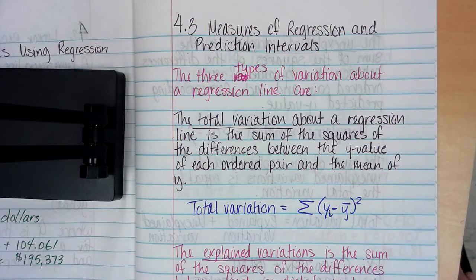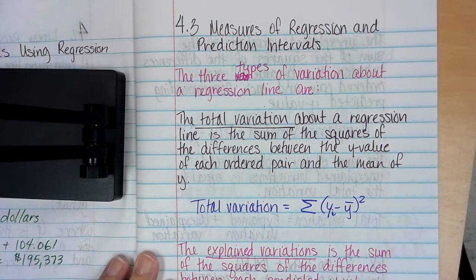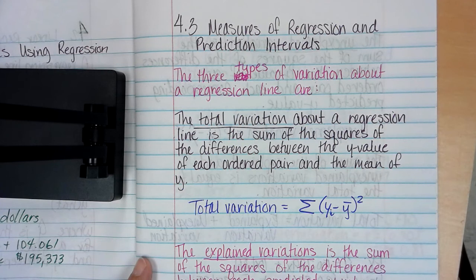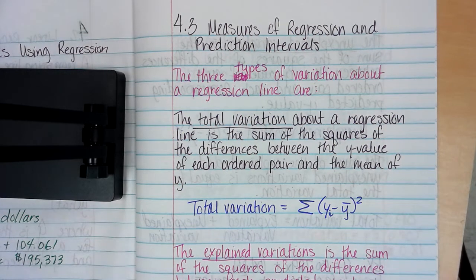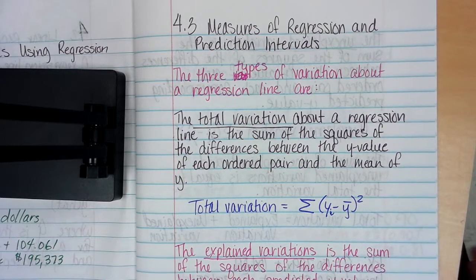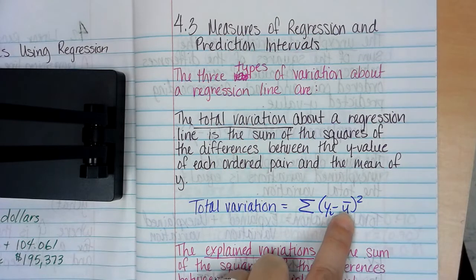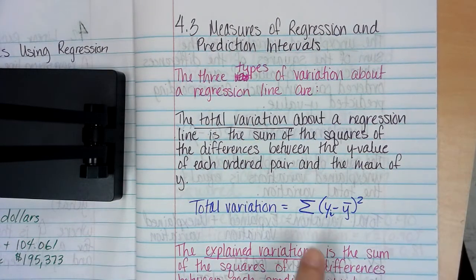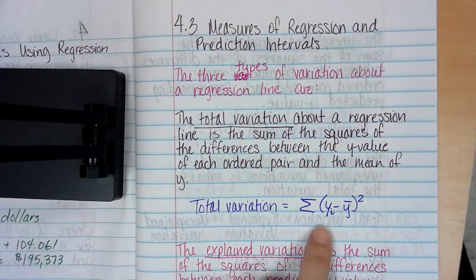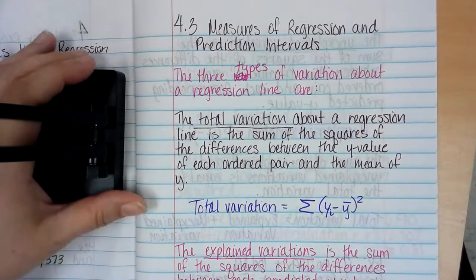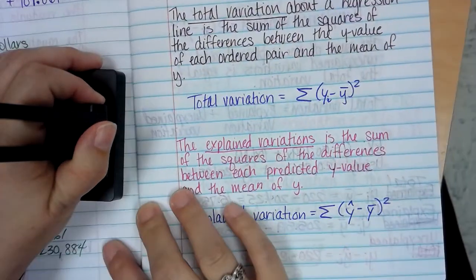So the three types of variation about a regression line are, first, the total variation about the regression, which is the sum of the squares of the differences between the y value of each ordered pair and the mean itself. So basically you take a y value, subtract off the mean of those y values, square it, and then add that column up, and that is your total variation. That is pretty easy to find, but you would have to do it by hand.